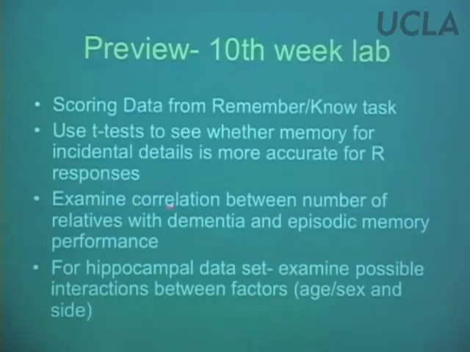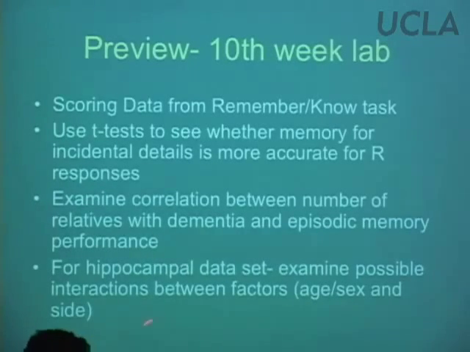And then another analysis we're going to do. So we're going to use t-tests sort of like how you've been doing. But we're also going to do a correlation analysis between the number of relatives that you guys had with dementia and episodic memory performance to see if there's any relationship there. So we'll also use Excel to run a correlation analysis.